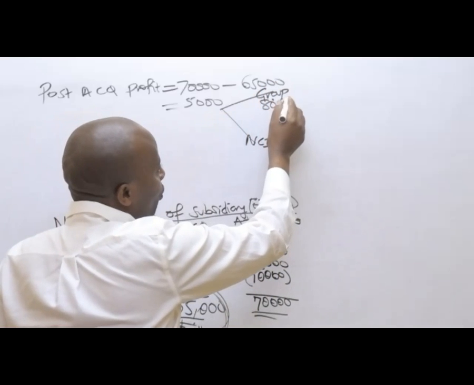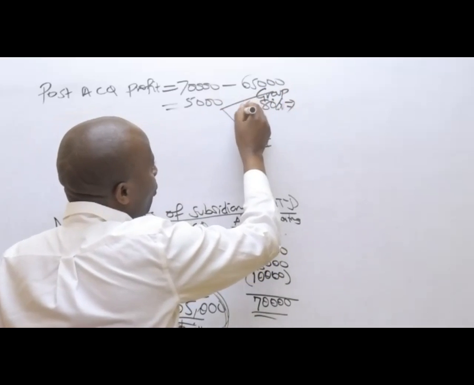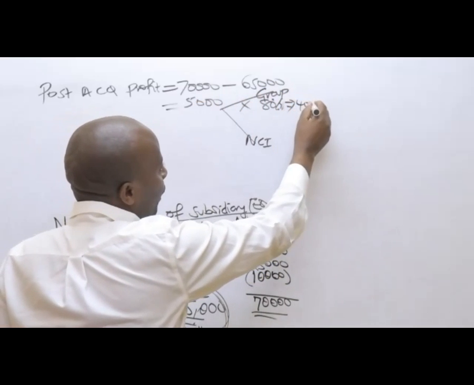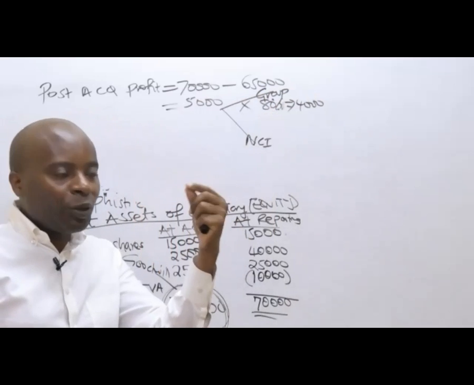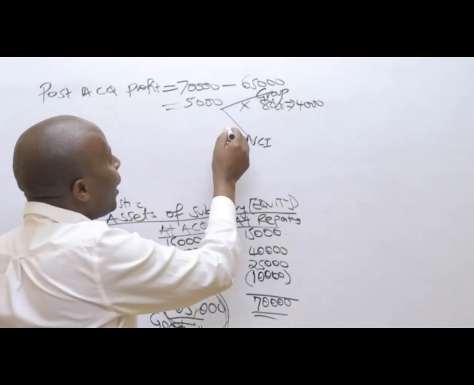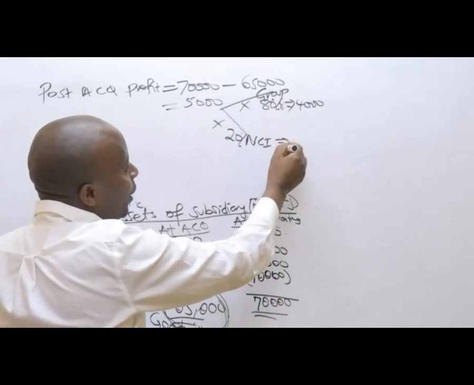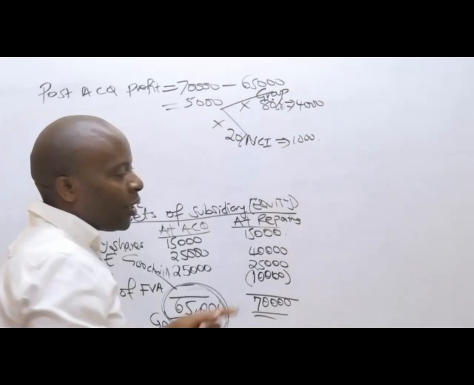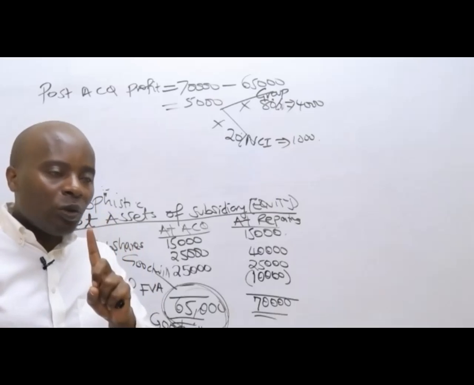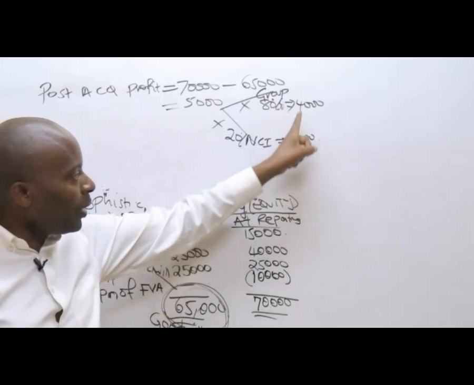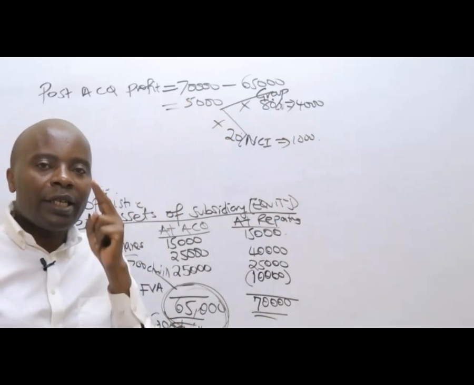So 80% of 5,000 will give me 4,000 bob. So the group retained earnings will increase by that 4,000. The NCI is 20%. So 20% of 5,000 will give me what here? 1,000. So the NCI will grow by 1,000 bob. The two must add up to the 5,000. So that is working number 2.